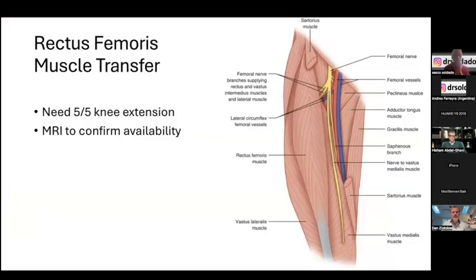The rectus femoris was really the idea of Francisco Soldado, who hopefully will be telling us about other things later. And I'm hearing an echo. Oh, okay, good. You really need to have 5 out of 5 knee extension to make sure you don't lose that function, and MRI to confirm availability, generally speaking.